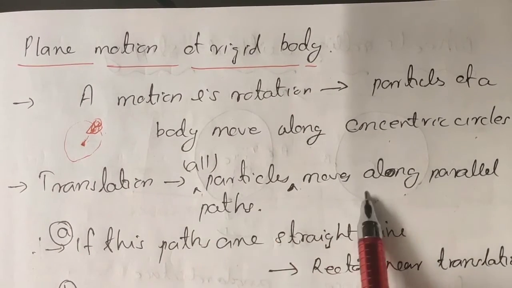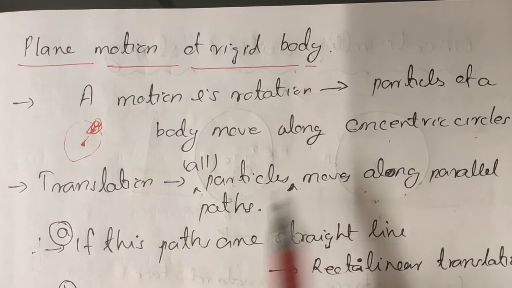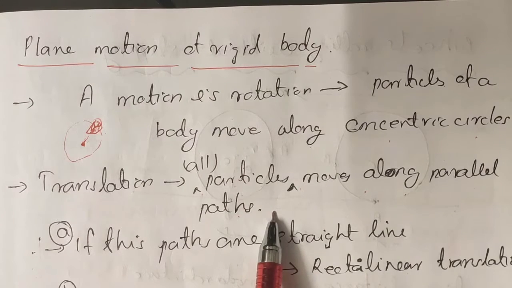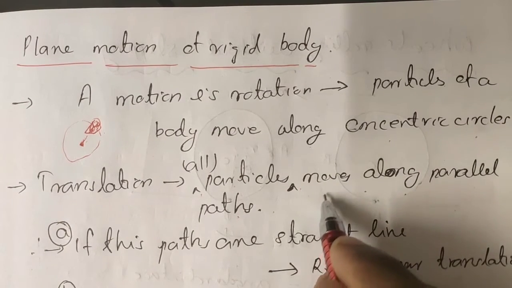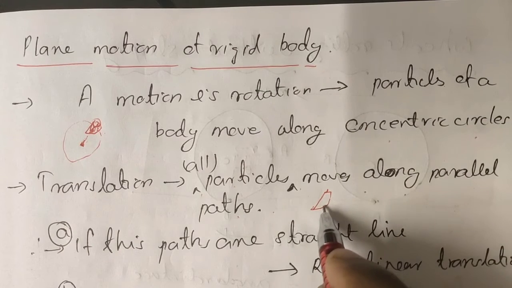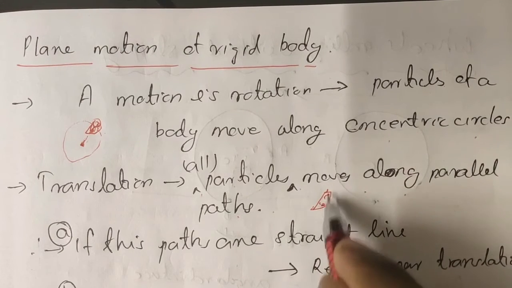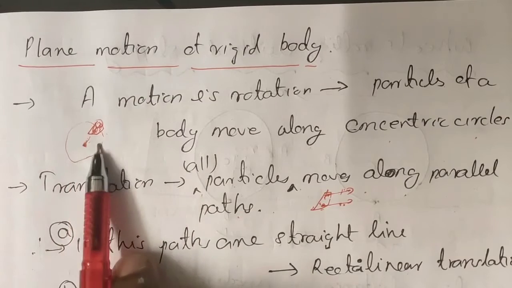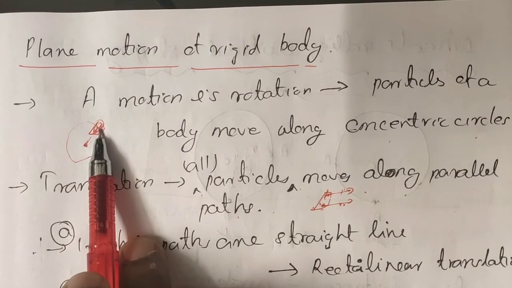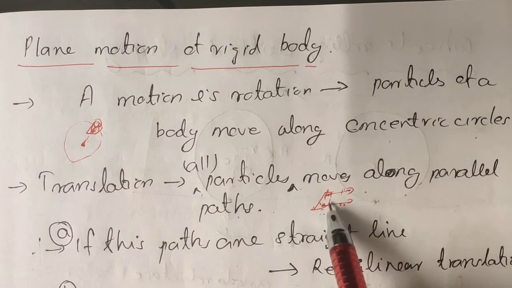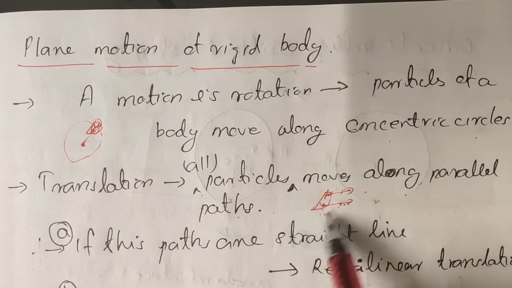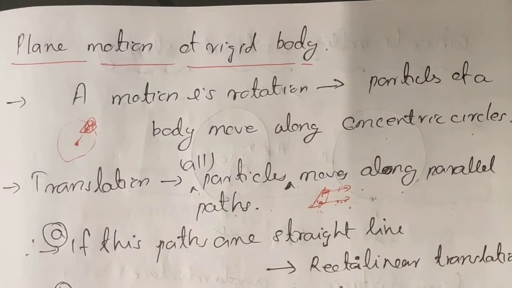Translation: all particles of the body move along a parallel path. That means if this is a body and these two are particles, they will move in the same line, because the movement should be parallel. Here it is not parallel. One point is the center, another point is not parallel. So all the particles move in the same line, or the same parallel way. So that is called translation.